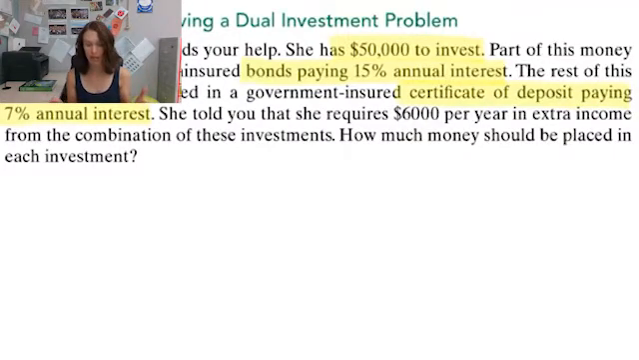So we have two different accounts. She has $50,000 total to invest, and she needs to split it somehow between the two accounts. She told you that she requires $6,000 per year in extra income from the combination of these investments. How much money should be placed in each?